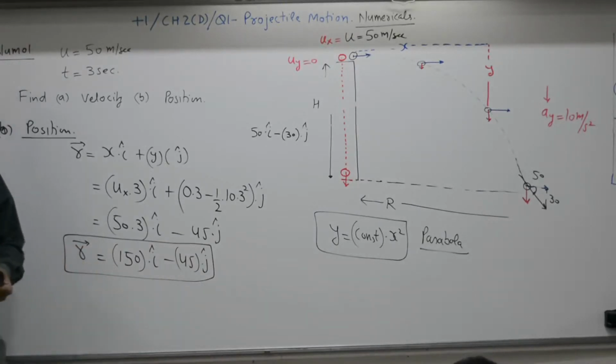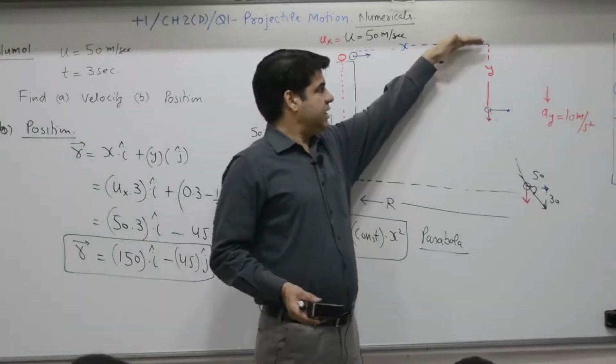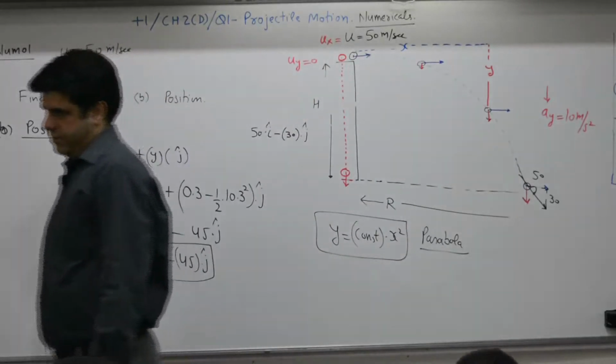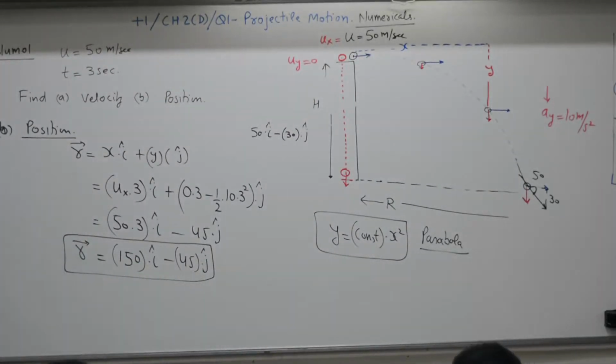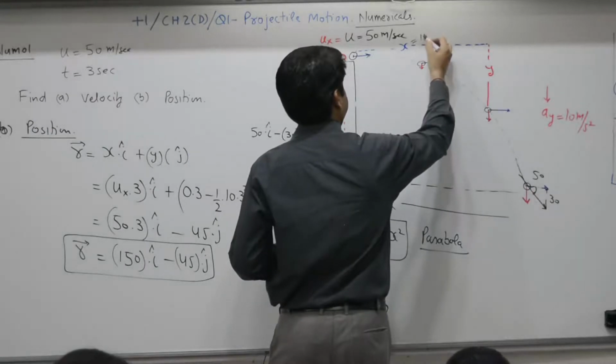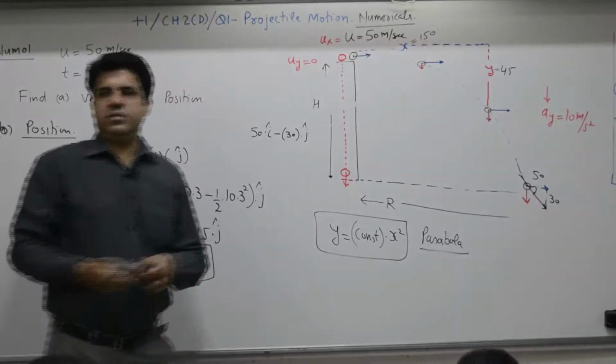Where the particle is? X is how much? 150. It is below the point of firing by what distance? 45. Answer you can see 44.1. We have taken g to be 10. In the question it is given 9.8. Nothing to worry. So in the diagram you can mark this X is equal to what? 150. Y equal to what? 45. Magnitude.